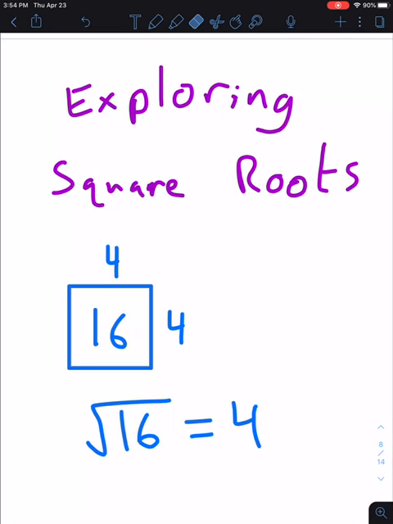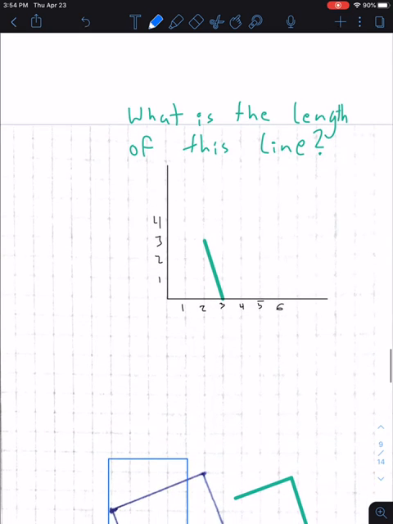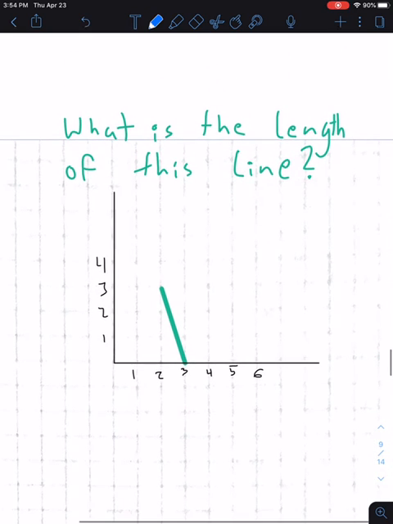Now, we can use this idea of tilted squares to find specific lengths of lines or geometric features using square roots. So let's try this. Let's say I've got this problem right here. What is the length of this line? Somebody wants to know what the length of this line is.